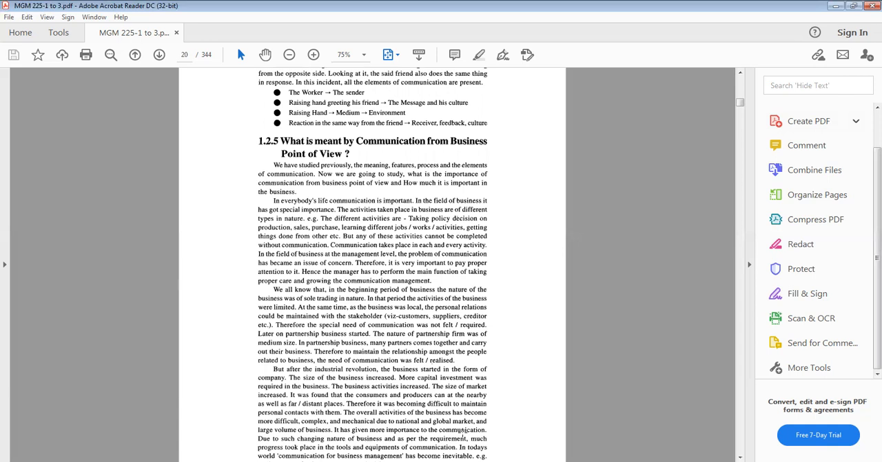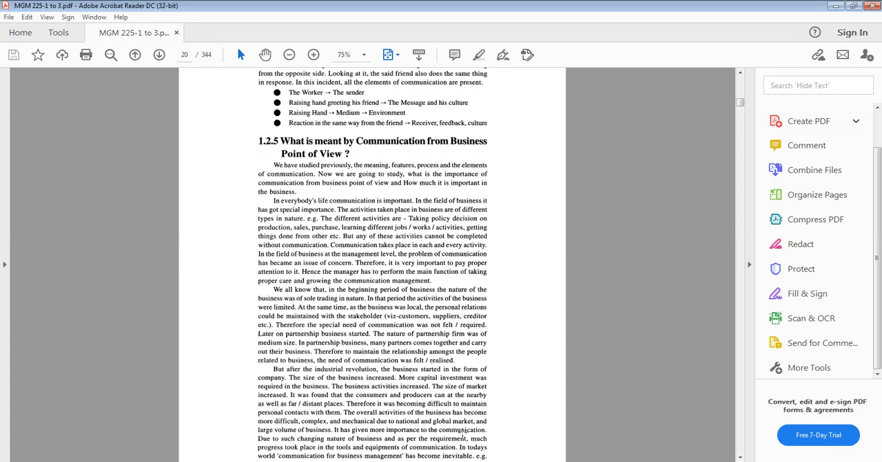The activities that take place in business are different in nature. The different activities are taking policy decisions on production, sales, purchase, learning different jobs, work, and getting things done from others. But none of these activities can be completed without communication. Communication takes place in each and every activity. In the field of business, at the management level, the problem of communication has become an issue of concern. Therefore, it is very important to pay proper attention to it. Hence, the manager has to perform the main function of taking proper care of growing communication management.